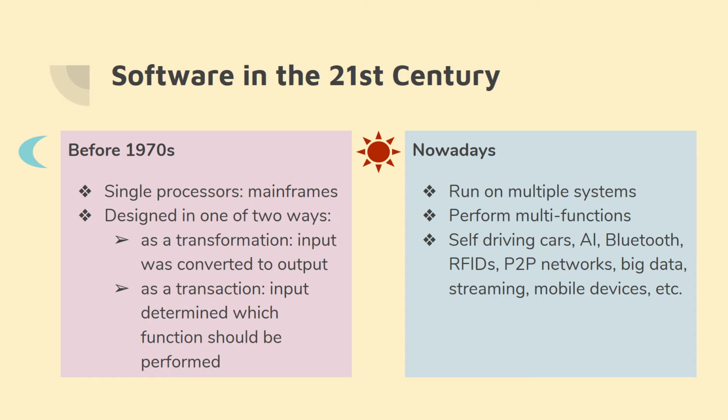Before the 1970s, there were only mainframes with single processors, and only two types of computations could be performed. Transformations, which is turning an input x into an output y, or a transaction, where an input determines the function being performed, like a bank deposit. It was really simple back then.